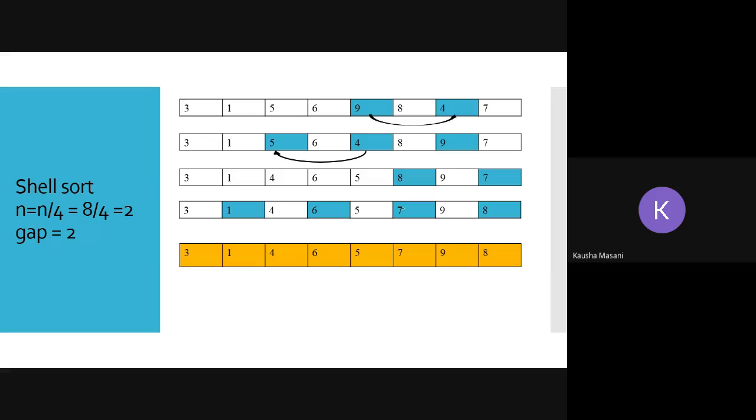Okay. Now you go and check. 7, 5 and 6. Do I need any more swapping? Again, no. So 3, 1, 4, 6, 5, 7, 8, 9 is my sorted array I'm getting after my second pass. After reducing the gap in the second pass.